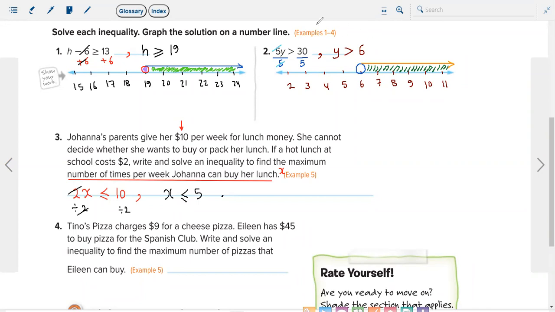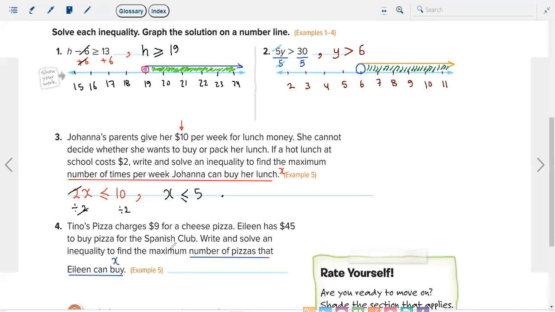Now, problem number 4. Kino's Pizza charges $9 for a cheese pizza. Eileen has $45 to buy pizza for the Spanish club. Write and solve an inequality to find the maximum number of pizzas that Eileen can buy. Also, I told you the variable is hidden in the question. Find what? The maximum number of pizzas that Eileen can buy. So let's say that this number that Eileen can buy is x.